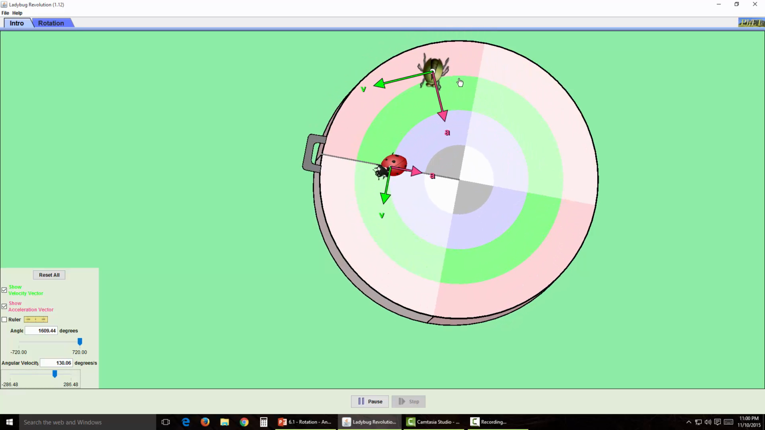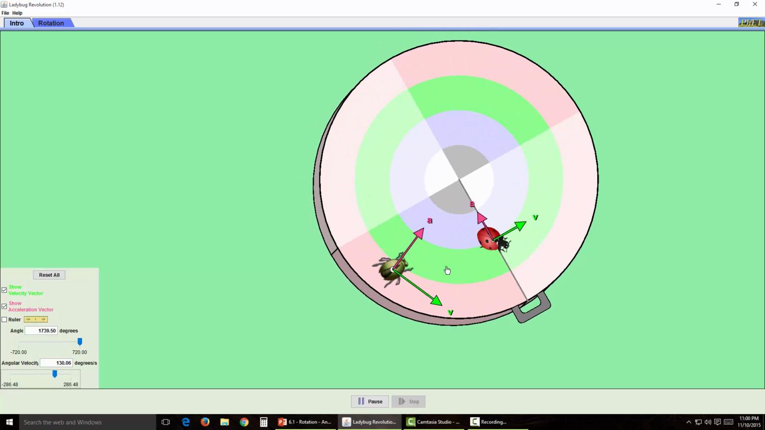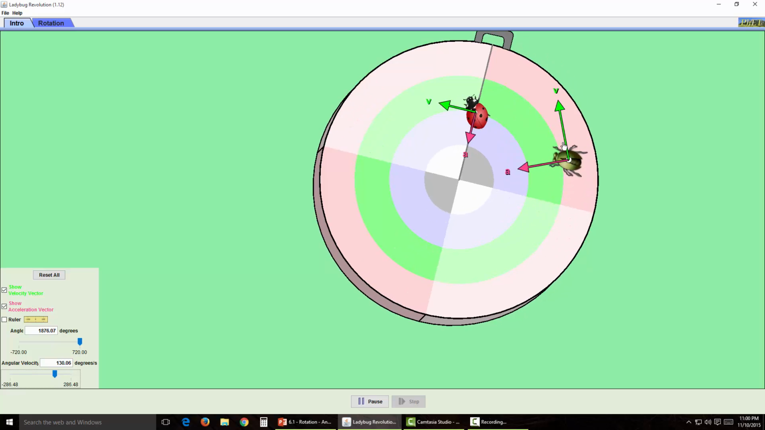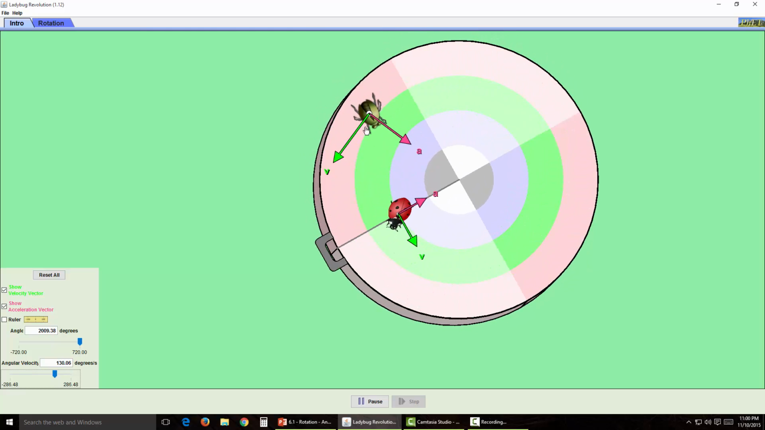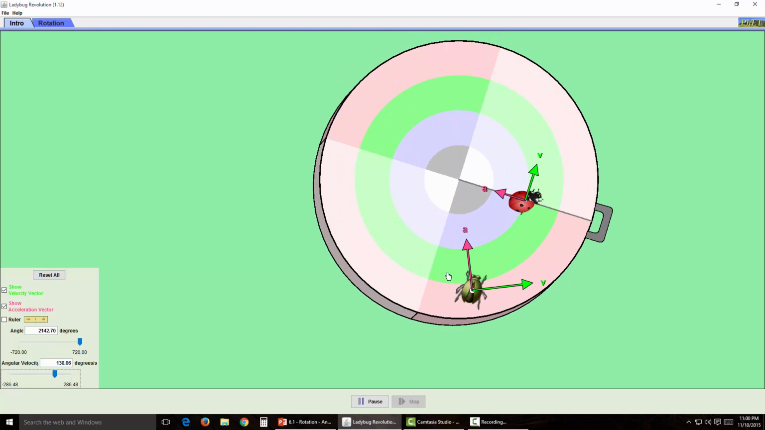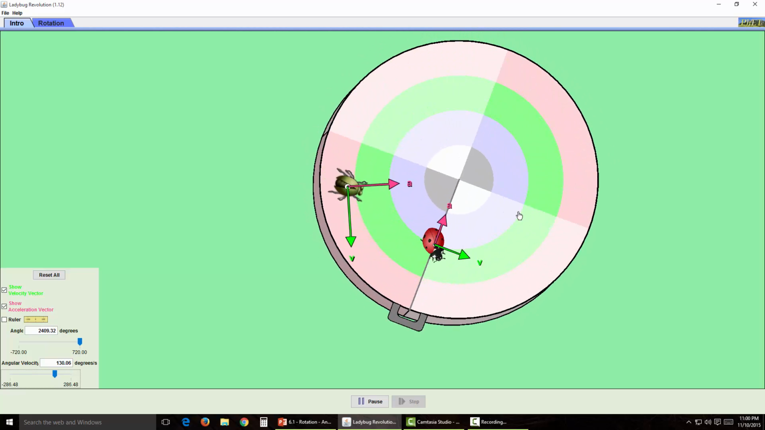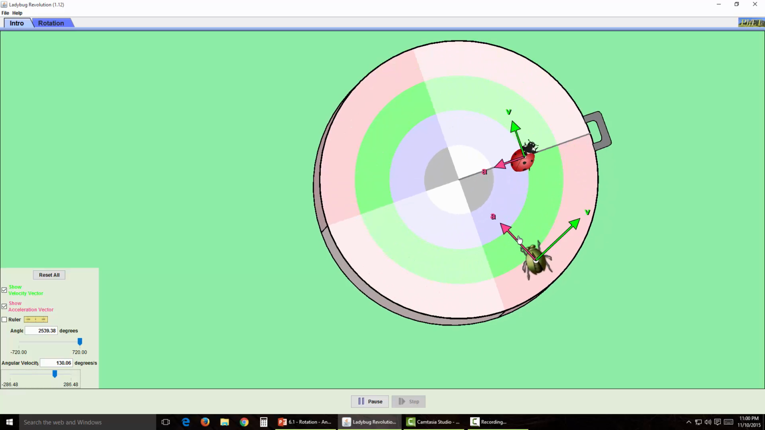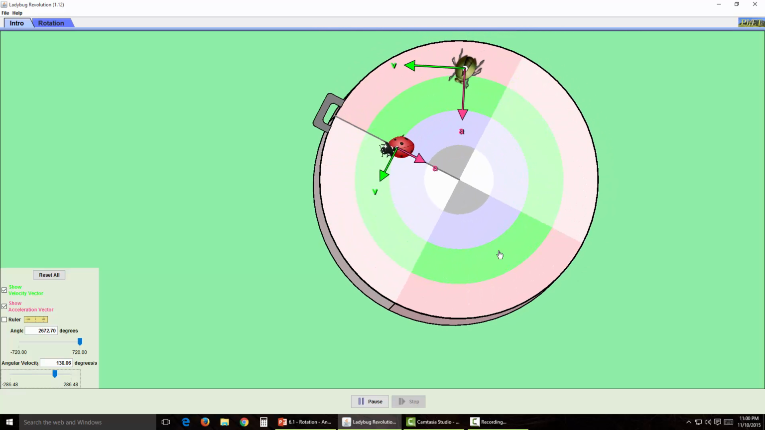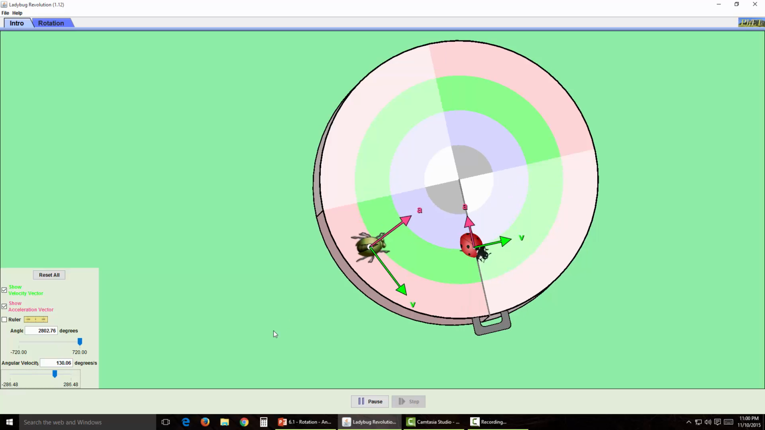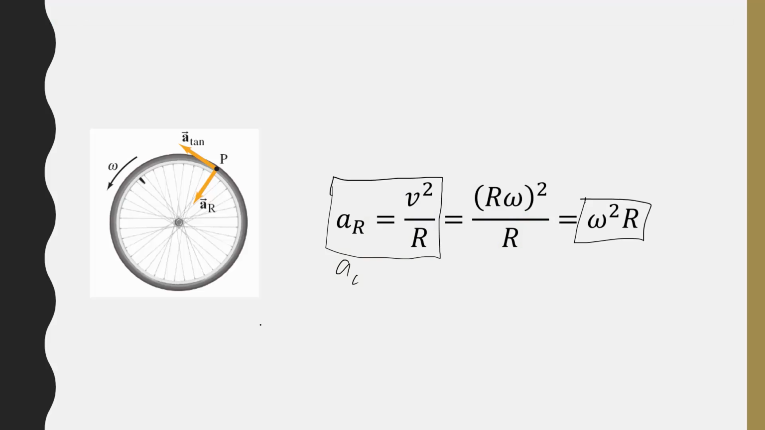It's also going to have a larger tangential velocity, right? Because that's r times omega. Omega is the same for both of them, so the beetle is going to have a larger velocity. By omega being the same, we mean that they both go around the circle in the same amount of time. They have the same change in angle per time. So there you have it.